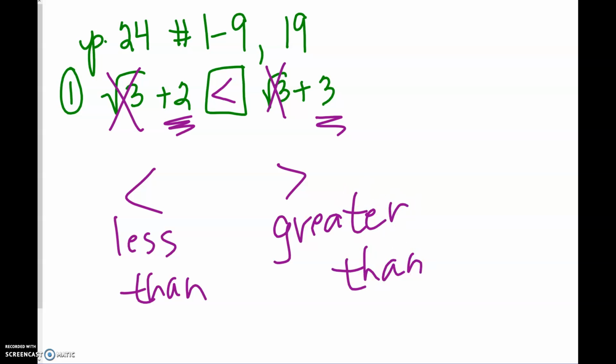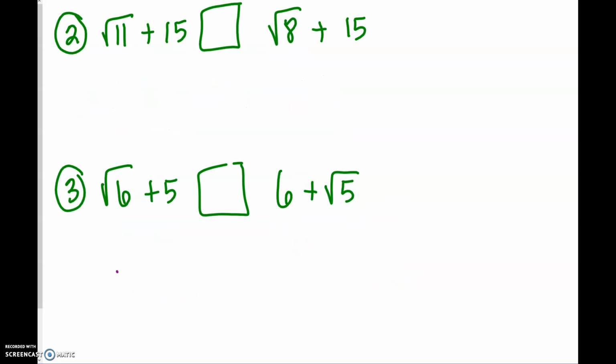All right, going on. So in this one, it looks like we have the same thing. We have a 15 and a 15, so these guys cancel out. And the square root of 11 is greater than the square root of 8.